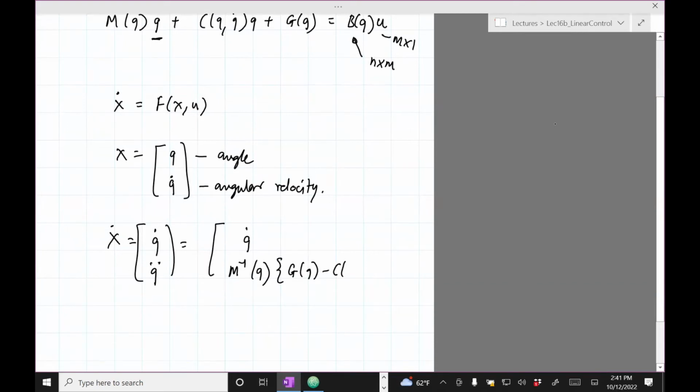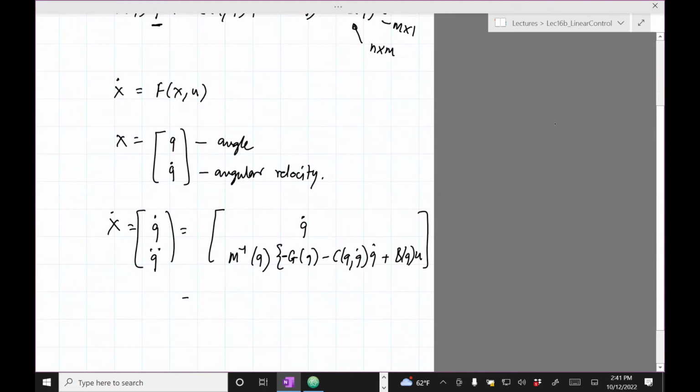G of q minus c q dot, what should be minus plus p of q. So this is our f of x. So now we have the equation in the form we would like to be in. Now let's think of linearizing the system. Again, when you're linearizing it, this is about some operating point. So you've got to assume that there's some x0, u0, which you've already thought about. And then you linearize about that.